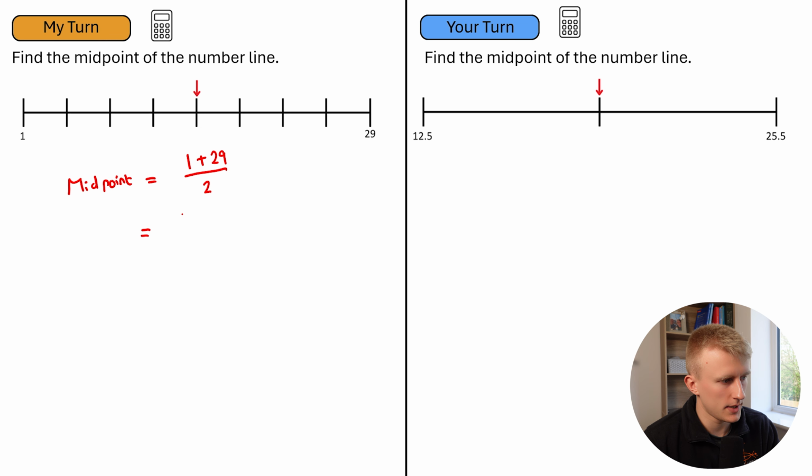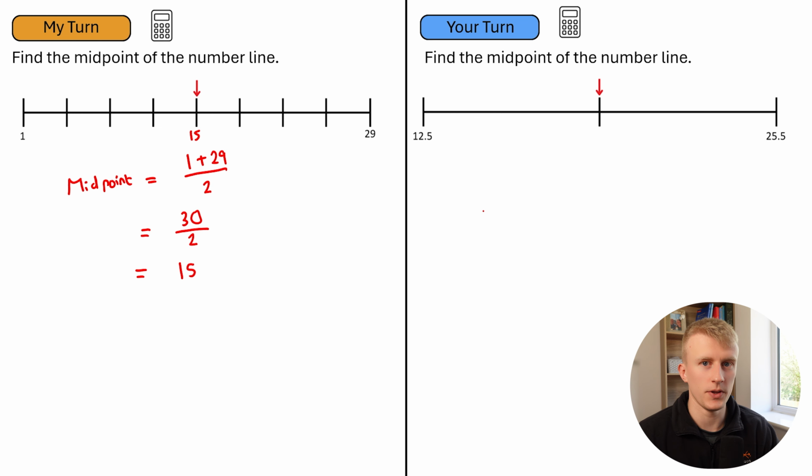We'll do 1 add 29 to give us 30. We need to divide that by 2. 30 divided by 2 is 15. So our midpoint is 15. Pause the video and give the question on the right a go. Remember to put all of your answers in the comments of the video.